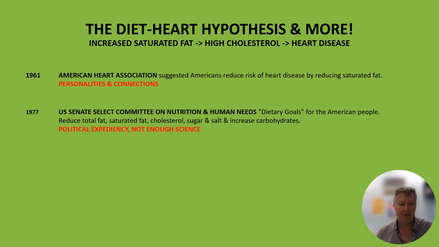In 1977, the United States Senate Select Committee on Nutrition and Human Needs set its dietary goals for the American people, and it advised them to reduce total fat, saturated fat, cholesterol, sugar, salt, and to increase carbohydrates. This was forwarded through political expediency and not enough science. Senator John McGovern, who was in charge of the committee, stated quite clearly that they did not have time to wait upon the science and so pushed the policy forward.